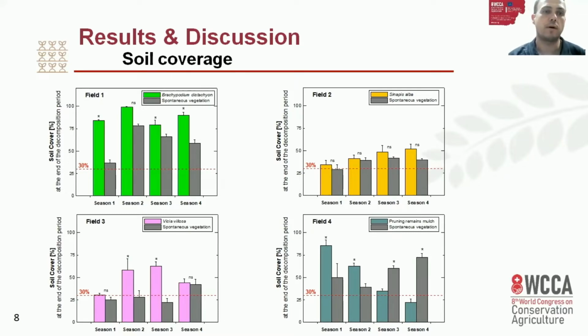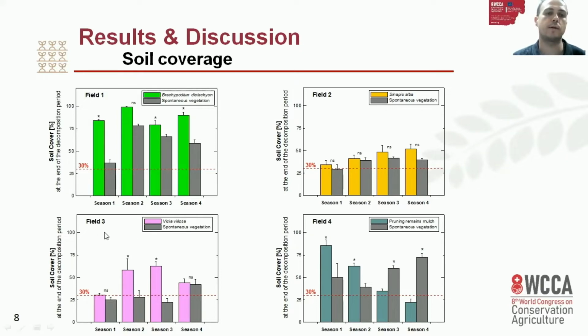We can observe that the grass, Brachypodium distachyon, provides very high soil protection, sometimes statistically significant. An asterisk means significant difference, and NS non-significant difference with the spontaneous vegetation. In field 2, the crucifers provide lower soil protection, but usually above the threshold for conservation agriculture of 30%.